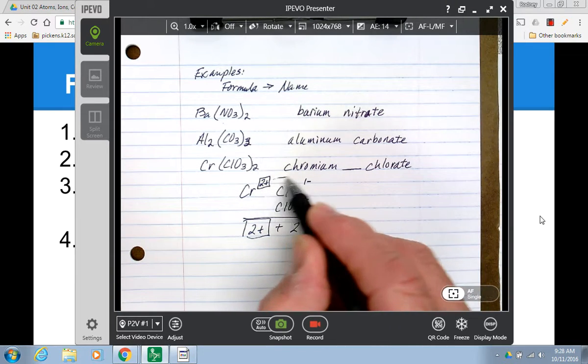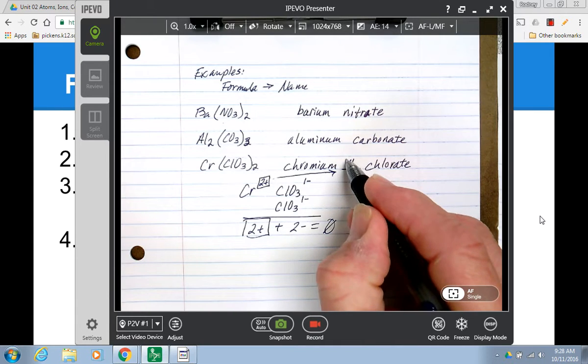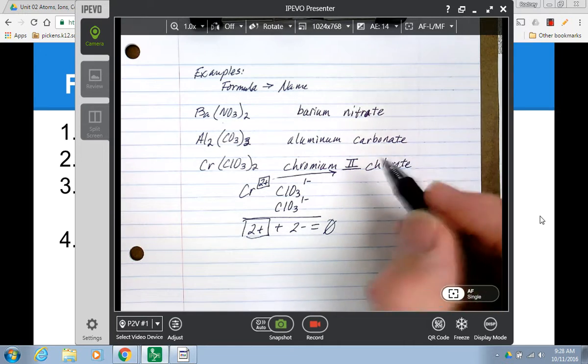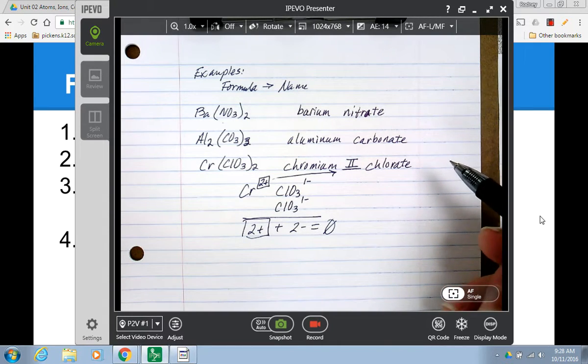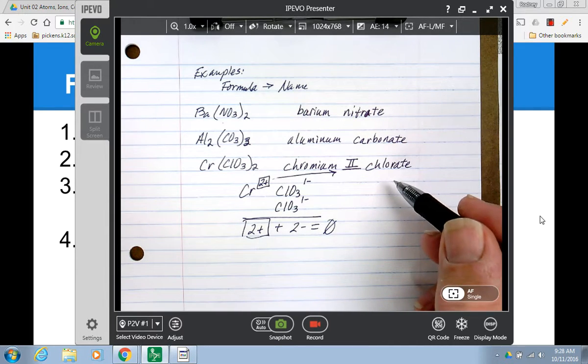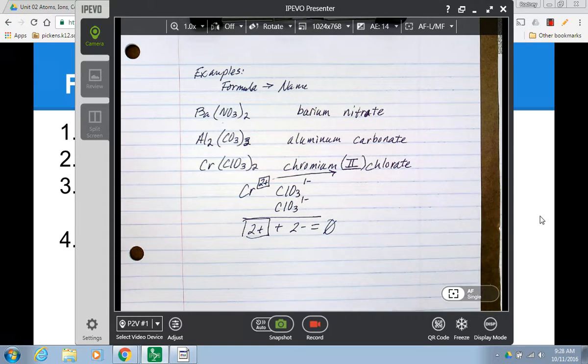So what do we do? We write that as a Roman numeral. Since it's 2 plus, we write Roman numeral 2. And we would simply read this as chromium(II) chlorate. Now, you can leave the parentheses off if you want to. In the other video with these, I put parentheses on them. Sometimes you see it without the parentheses as well. So, it's up to you. You can put parentheses on it or leave them off. Either way is fine with me.